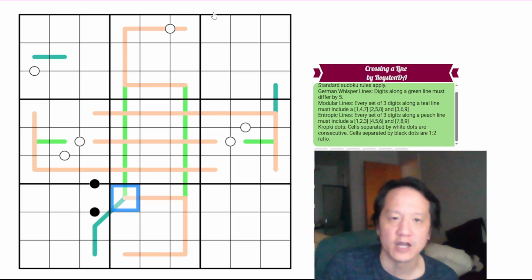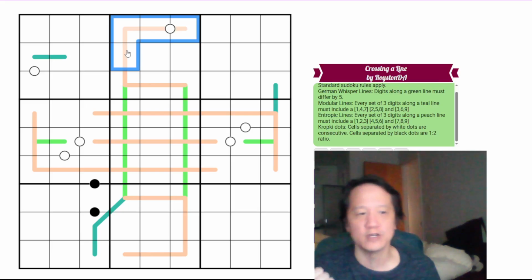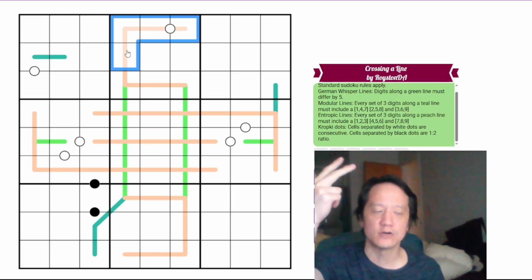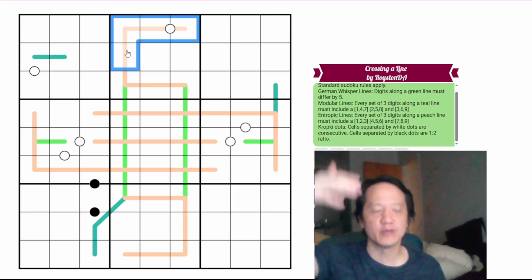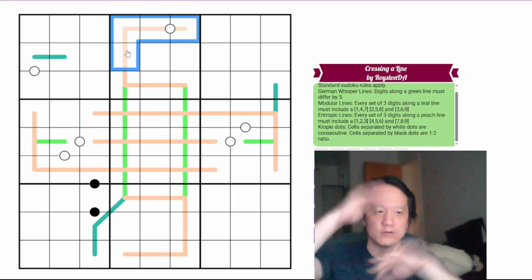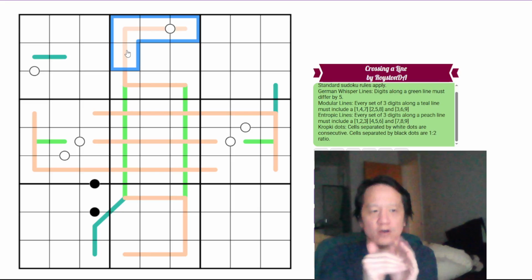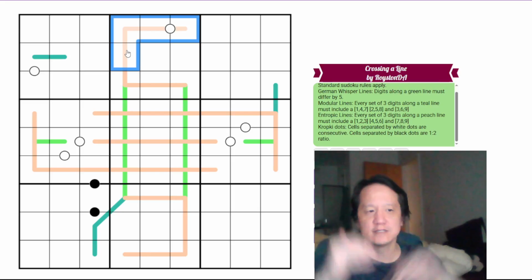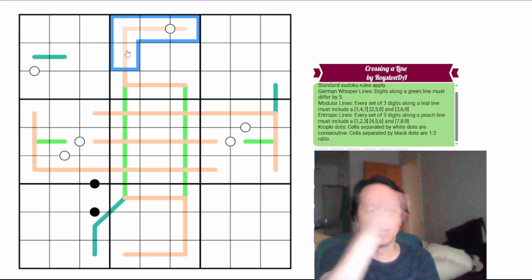We also have entropic lines, which is kind of similar, where every set of 3 digits along a peach line must include a digit from 1, 2, or 3, 4, 5, or 6, or 7, 8, or 9. And it's called entropic because it's usually thought of as like a thermometer sort of thing, where you have low, middle, and high sets instead of essentially modulo sets.